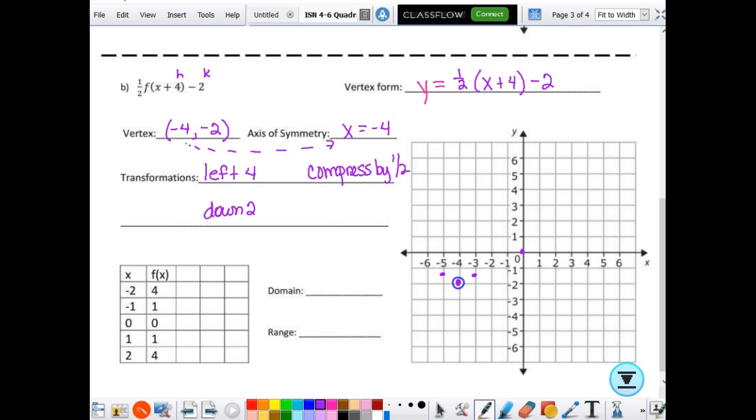Then go back to your vertex. Normally you would go out 2, up 4: 1, 2, 3, 4. But halve that distance. Instead of going up 4, you're going to go up 2, because the A is a half. It's compressed by a half.